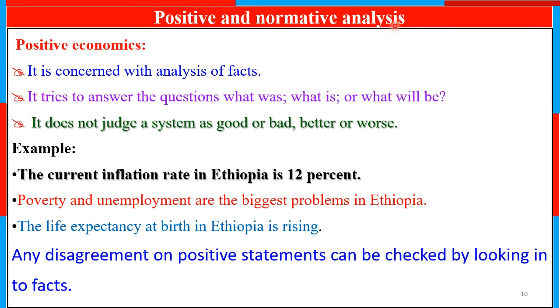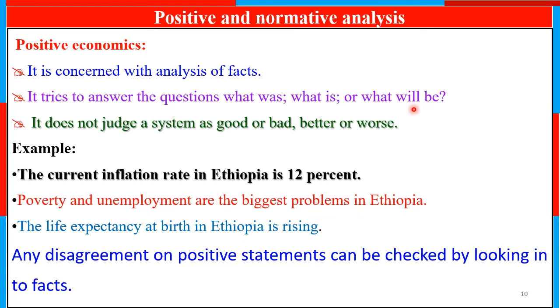Positive and normative economics. What do we mean by positive economics? Positive economics is concerned with the analysis of the facts or the truth. It depends on the general truth. It tries to answer the question what was or what are, what is or what were, or what will be.